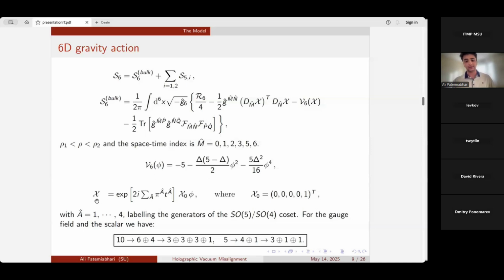And then we describe this scalar chi in terms of a nonlinear sigma model with modulus phi and the coset directions parameterized by pi fields. And this SO5 over SO4 coset of pi fields will basically be the Higgs complex doublet for us.